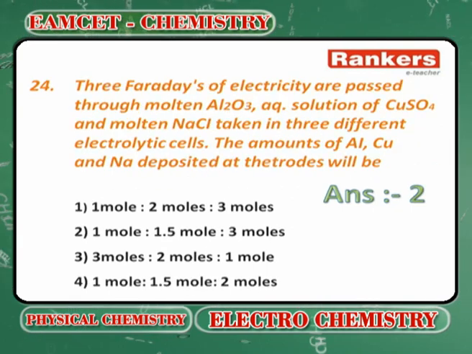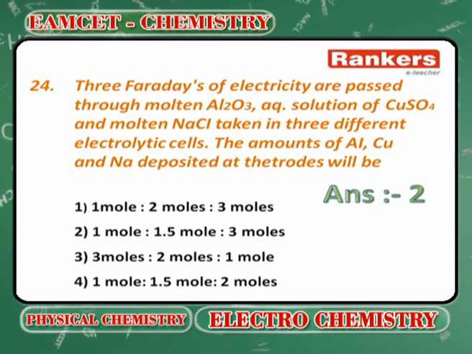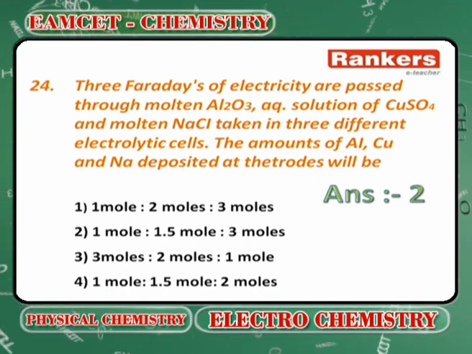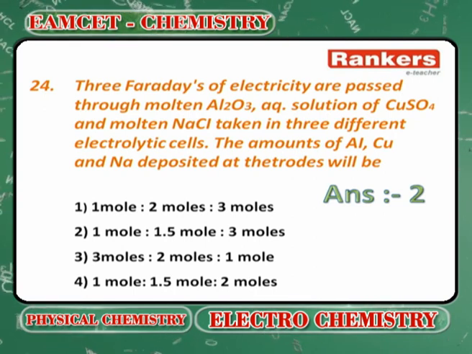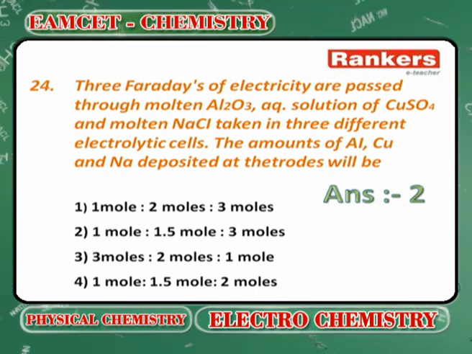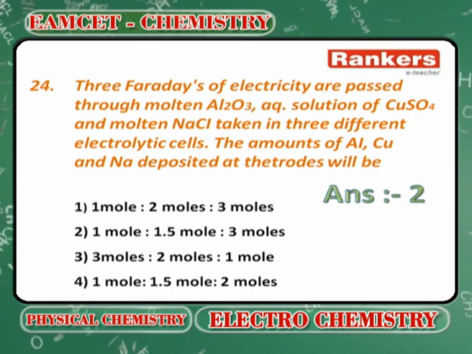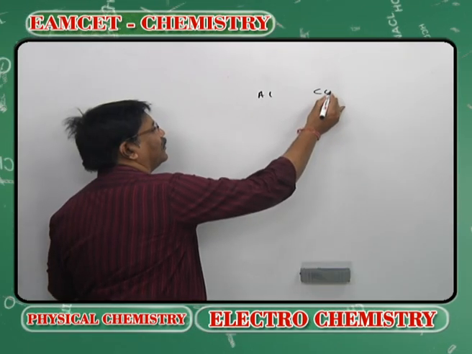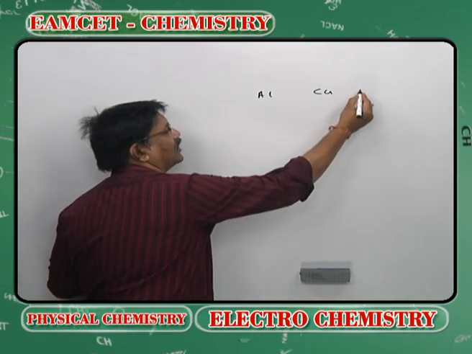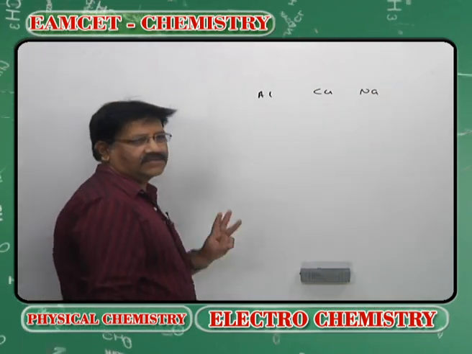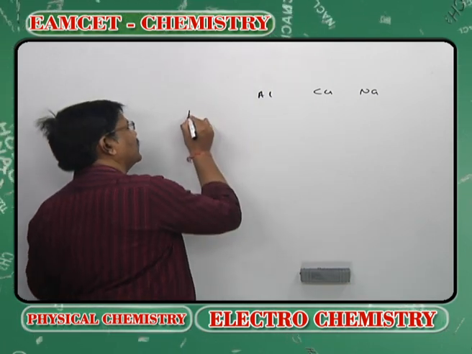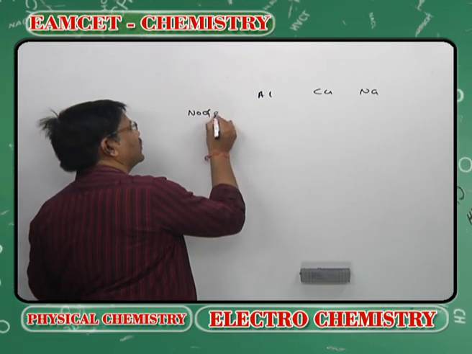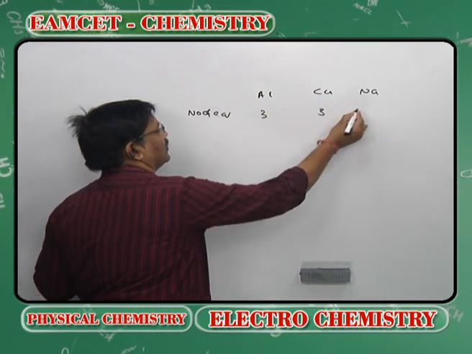Next question. 3 Faradays of electricity are passed through molten Al2O3, an aqueous solution of CuSO4, and molten NaCl. Then what will be the products we get at the cathodes? Aluminium, copper and sodium. For 3 Faradays of electricity, what will be the number of equivalents? We get 3, 3, 3.